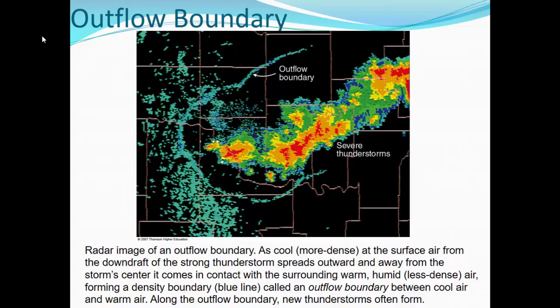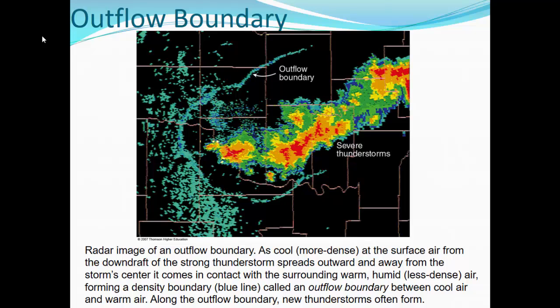These outflow boundaries are one of those shallow surface boundaries that create convergence and help to initiate additional storms. And where outflow boundaries from one storm collide with other outflow boundaries from other storms, those are definitely points at which new thunderstorms form.